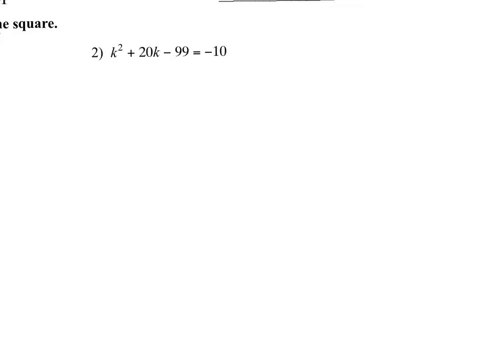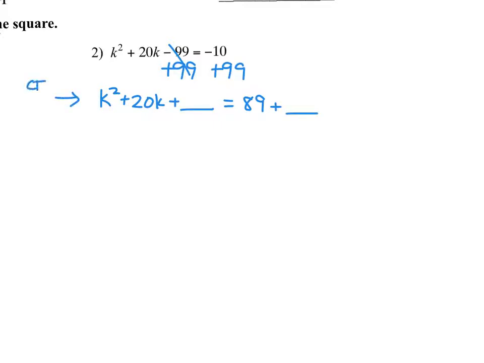Here's a quicker approach looking at number 2. Your first step should be to move C. Okay, so 99 is negative, which means it gets added, and leave a place to complete the square. So -10 plus 99 is 89, and I've got to balance that. So this is the complete the square step, and I said I'd show you a quicker way to do it.